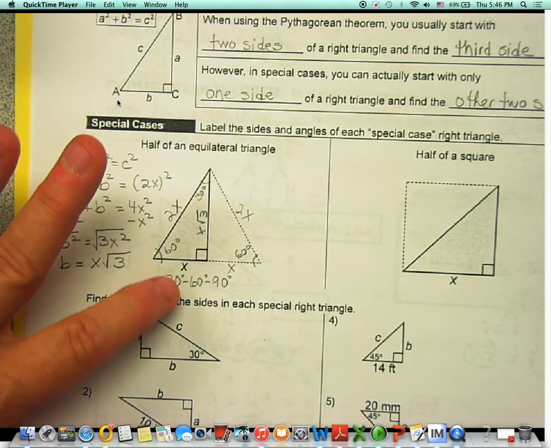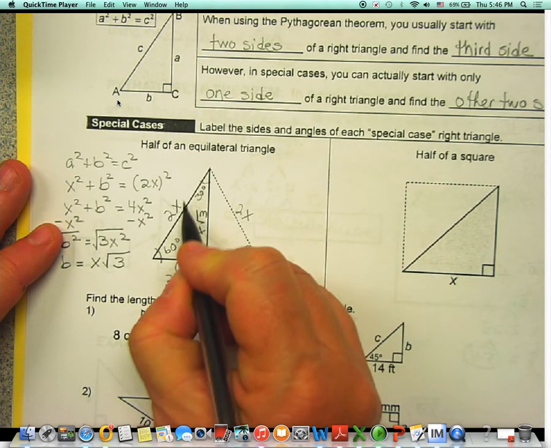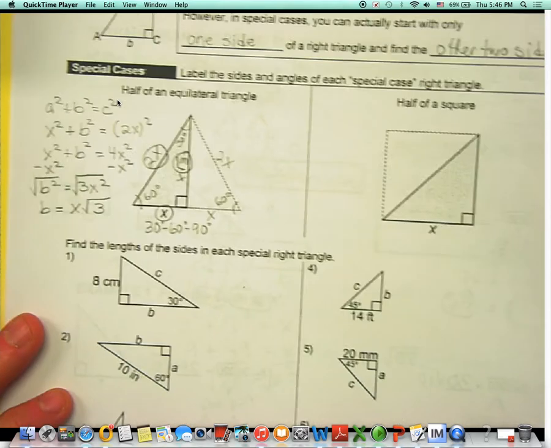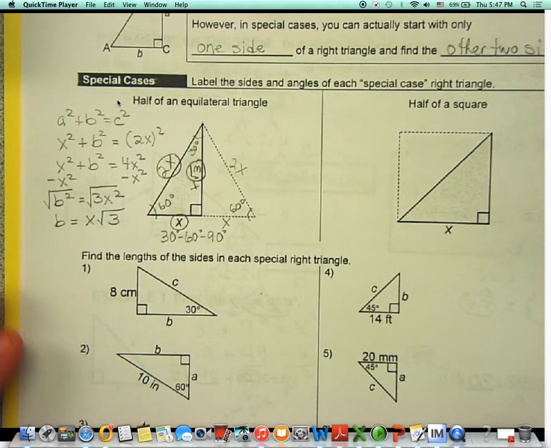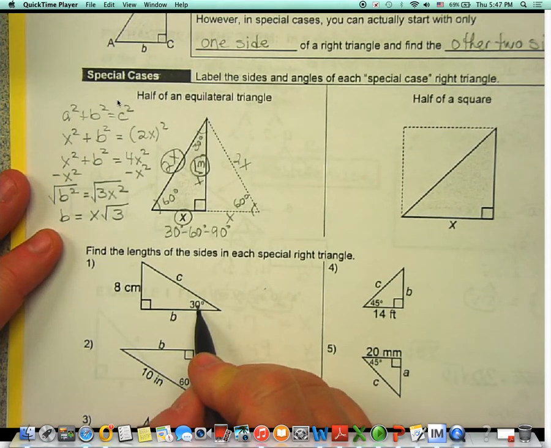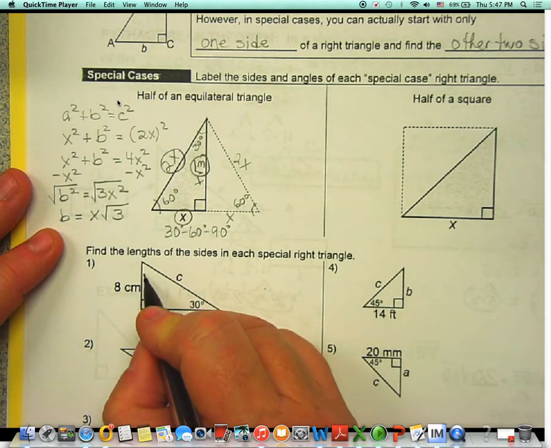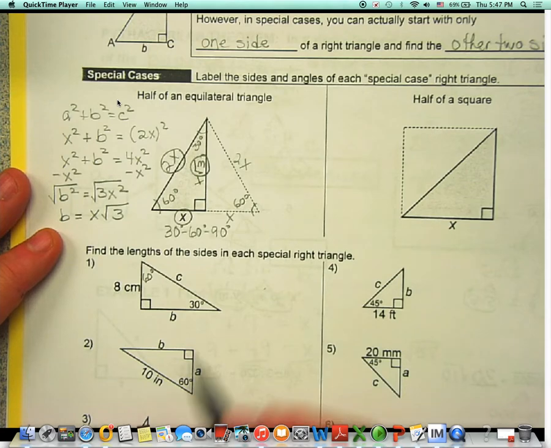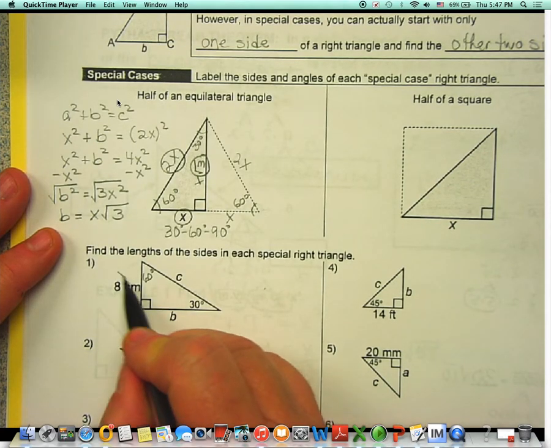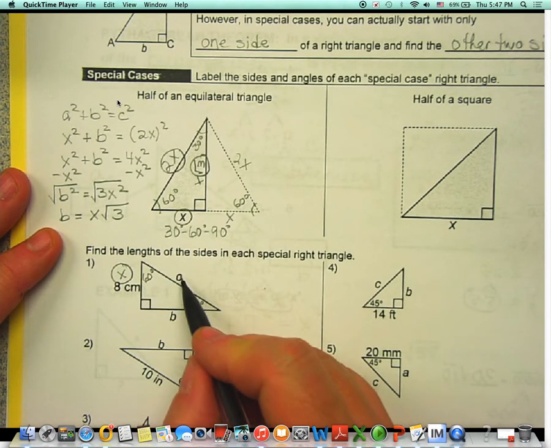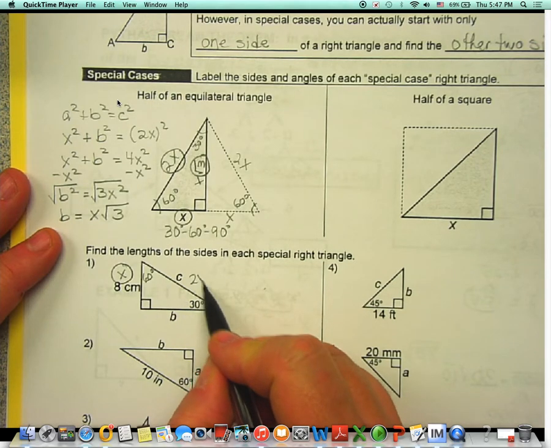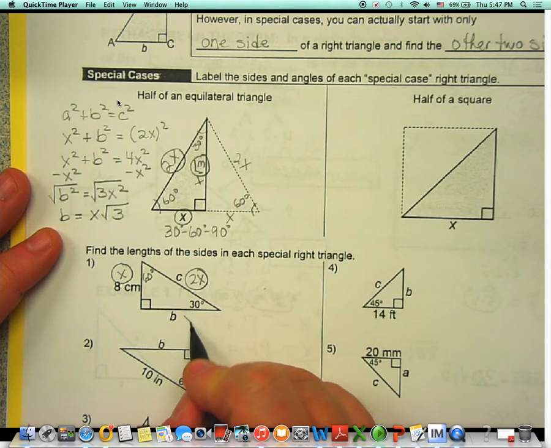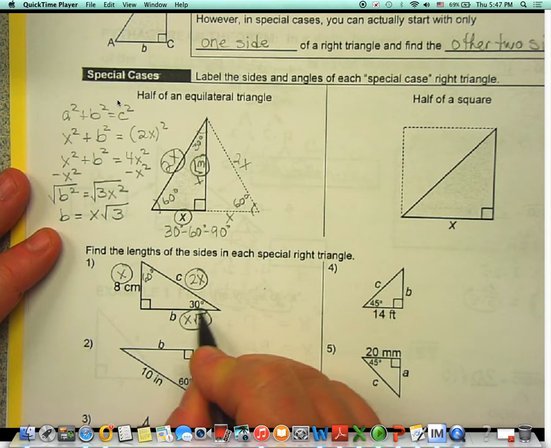We're going to use this to help us solve these down here. The first thing you want to do in a 30, 60, 90 triangle, and this is obviously 30, and that's 90, so this has to be 60 degrees, is label your sides. We label the short side x. We label the longest side, the hypotenuse, 2x, because it's twice as big. And the other leg will be x square root of 3.